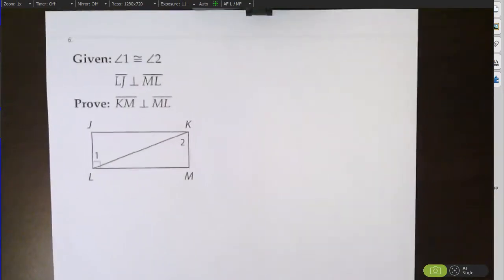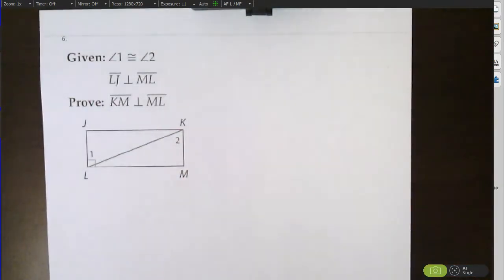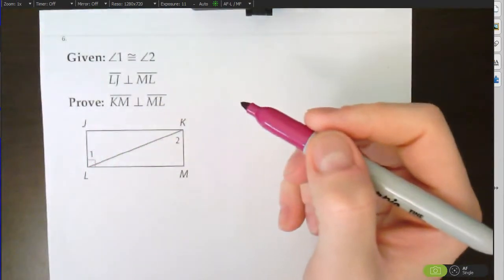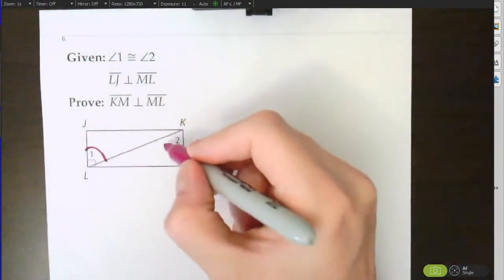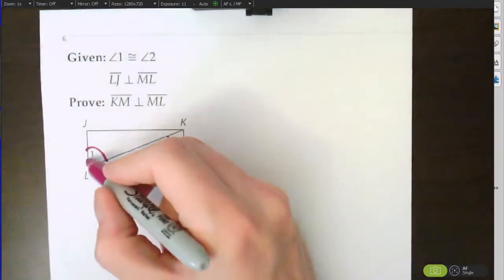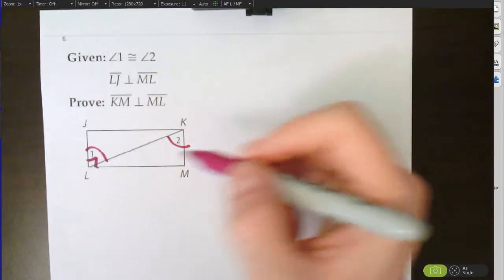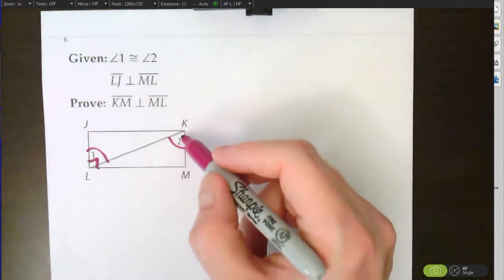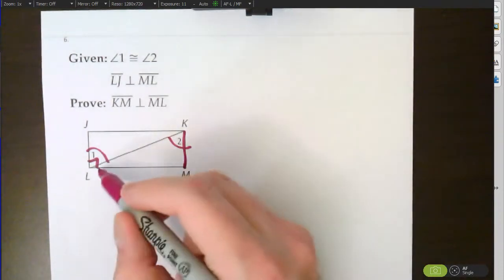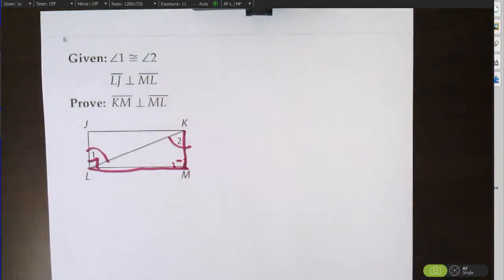Number 6, given that angle 1 is congruent to angle 2, and that, what else we got? So we got angle 1. Yeah, angle 1 here is congruent to angle 2. And we know that LJ is perpendicular to ML. We want to prove that KM is perpendicular to ML. So I want to prove that there's a right angle here. Okay. All right. So here's how we're going to do this.